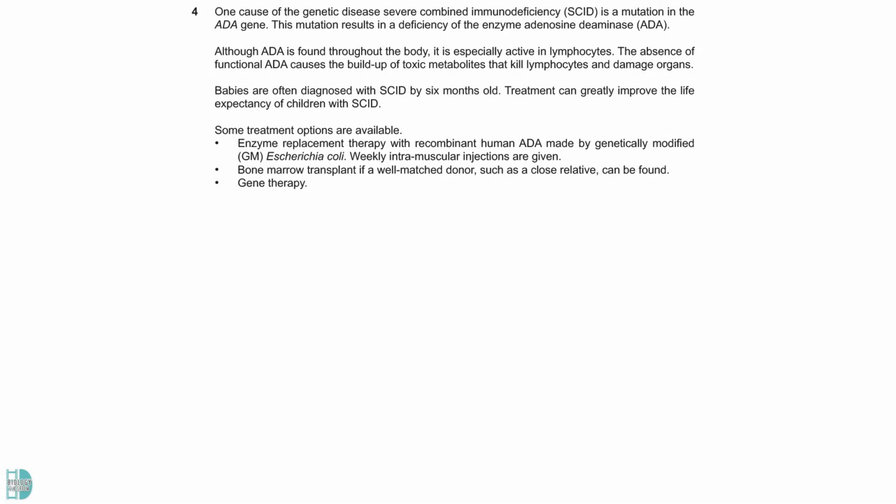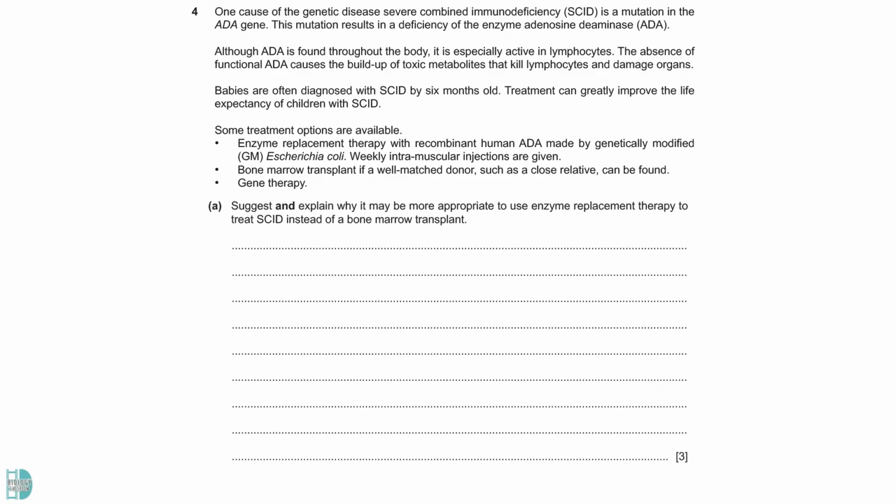In question 4, we have some information about SCID and the treatment options. A. Suggest and explain why it may be more appropriate to use enzyme replacement therapy to treat SCID instead of a bone marrow transplant. A healthy and suitable donor is needed for a bone marrow transplant. Finding such a donor may not be easy, making the procedure much more difficult than the enzyme replacement therapy.